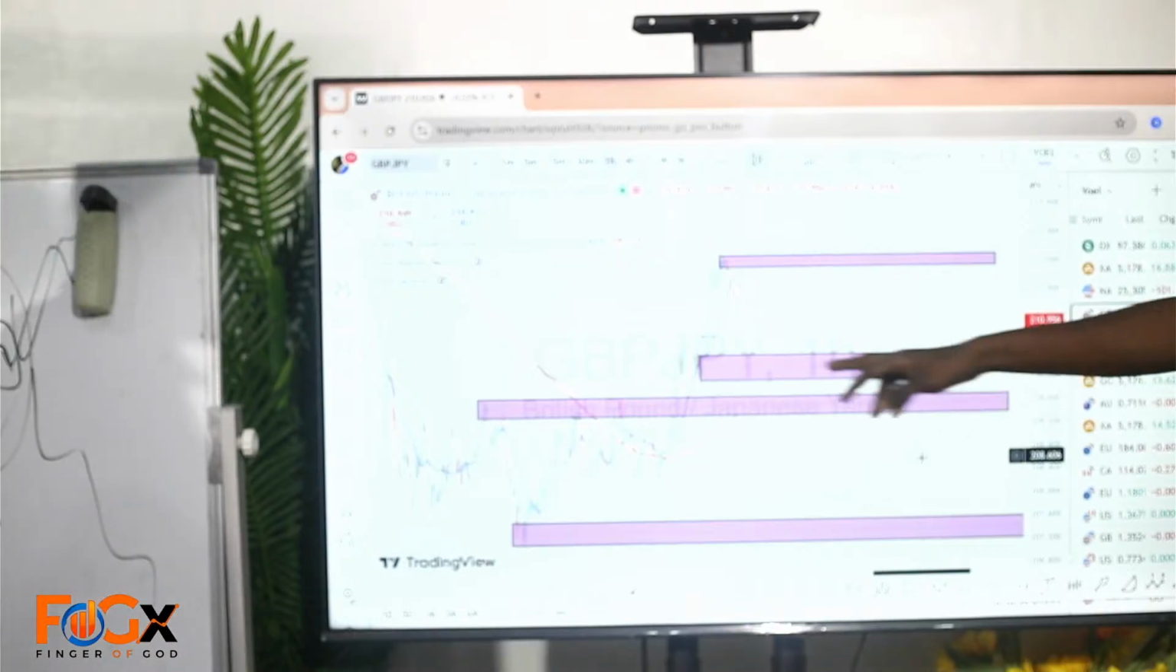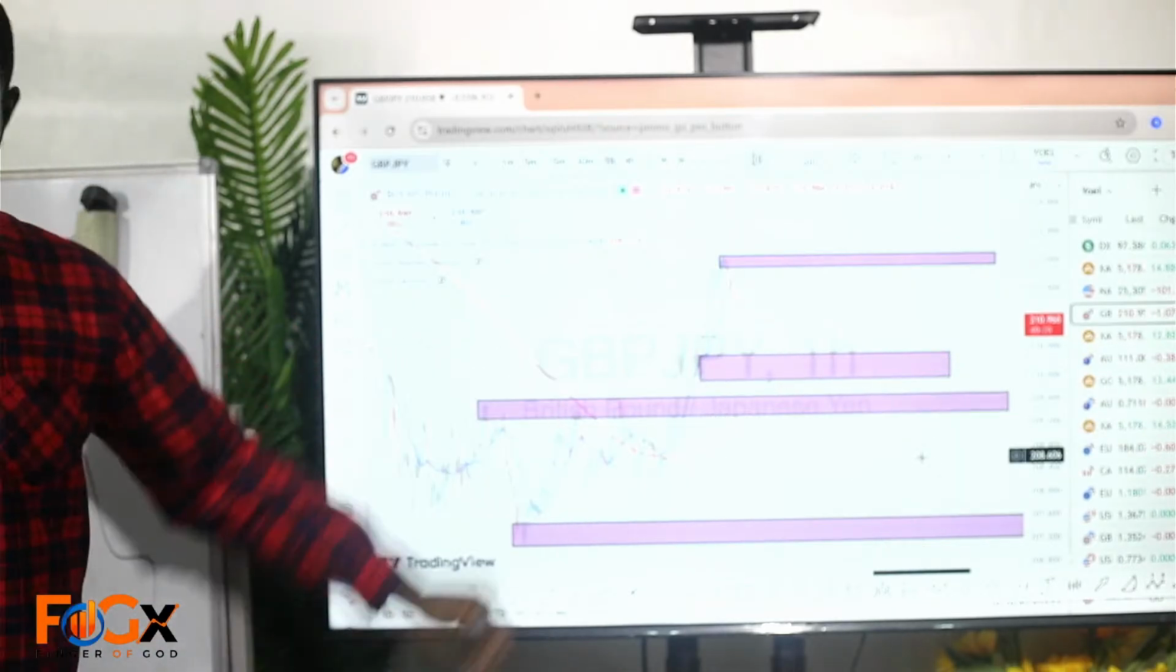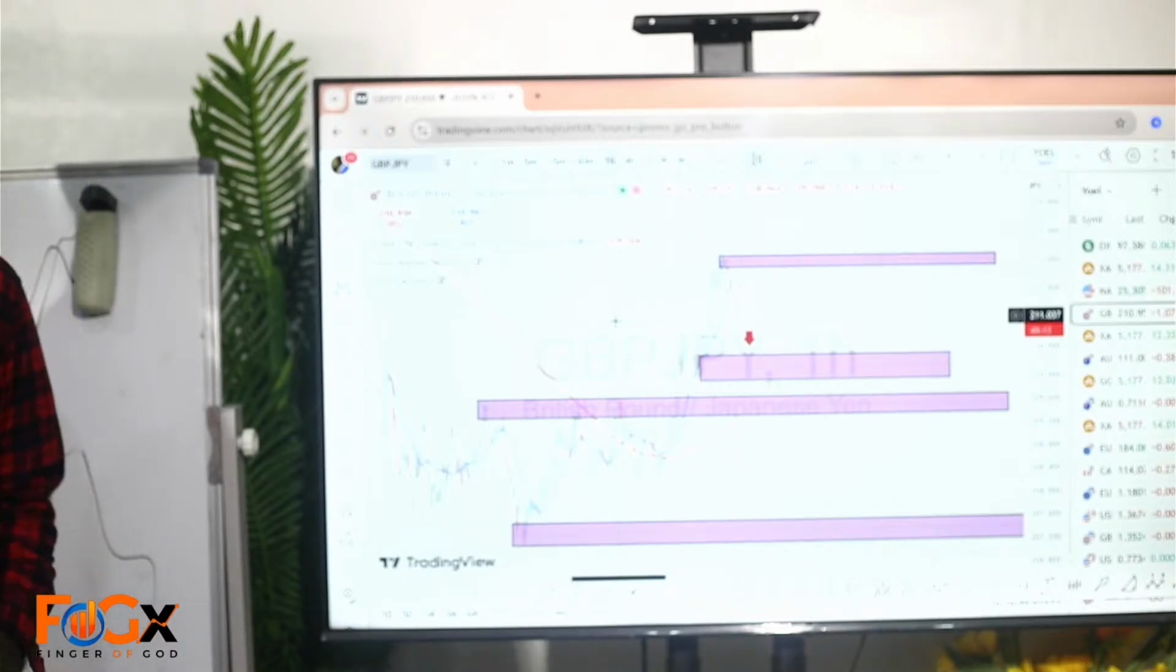To buy, you pick this zone. Okay, Farouk said he will pick this zone. So we've had one person pick this zone. Okay, Anu.